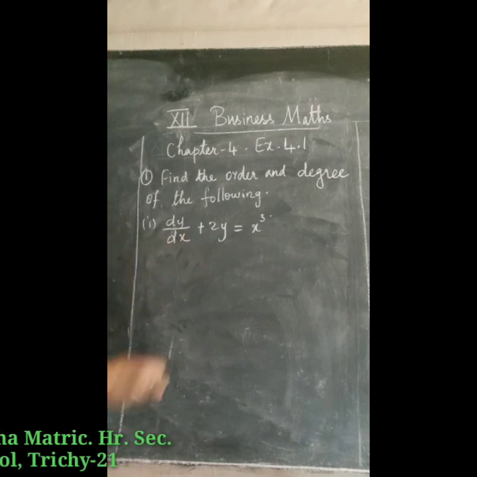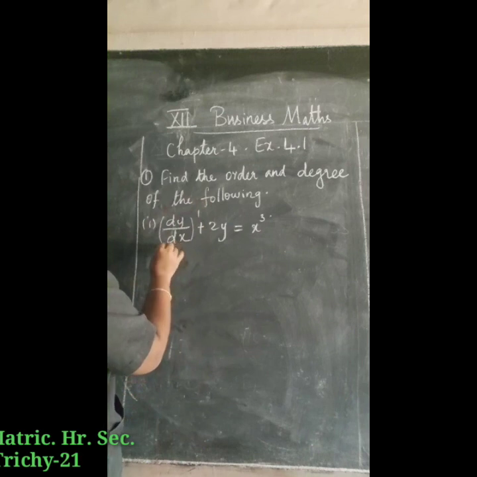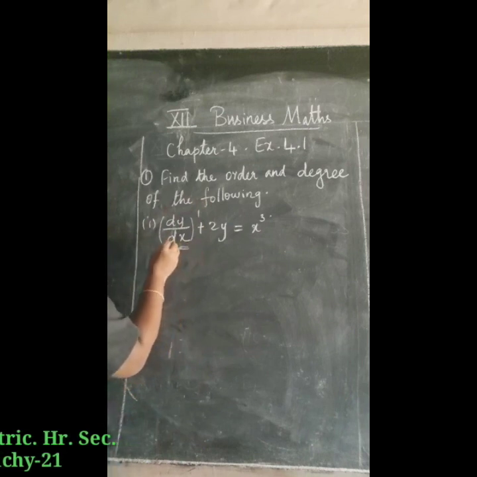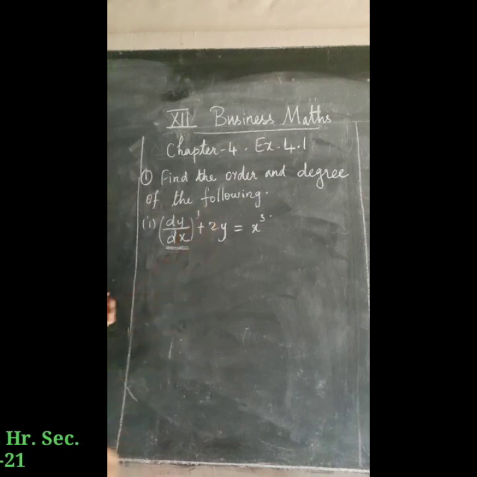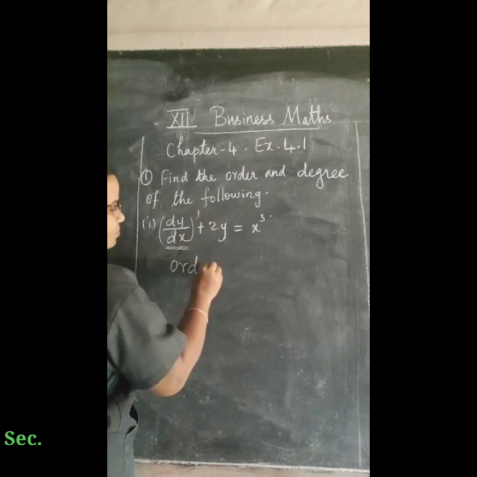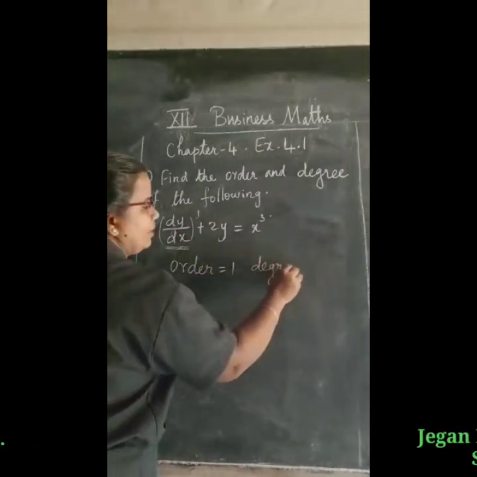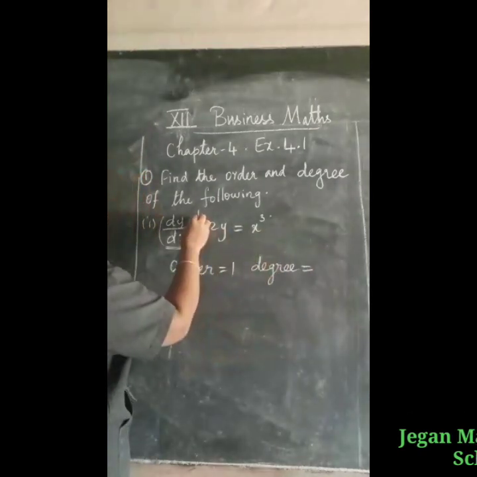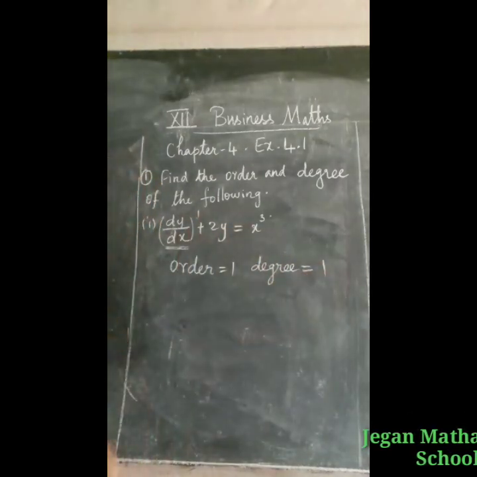And what is the power of this derivative? Power is 1. So, the highest derivative is first order and power is 1. So, we have to take order is equal to 1 and degree is equal to the power of the highest derivative, 1. So, degree also 1.